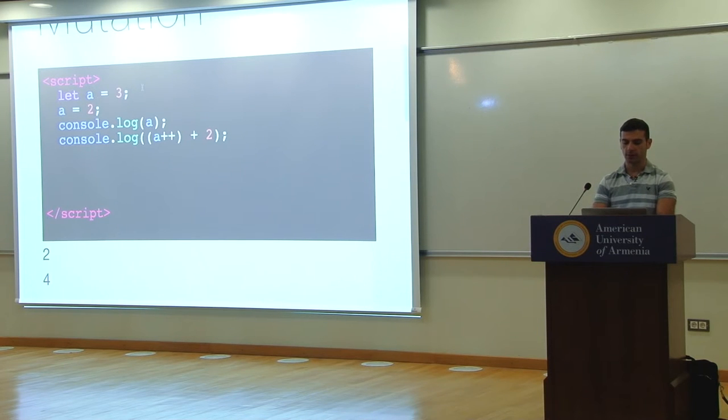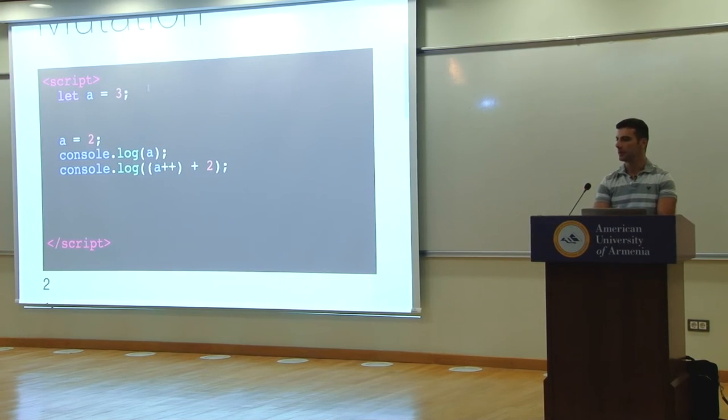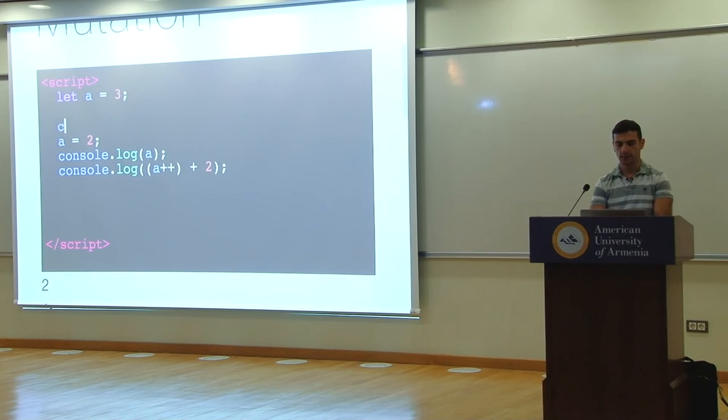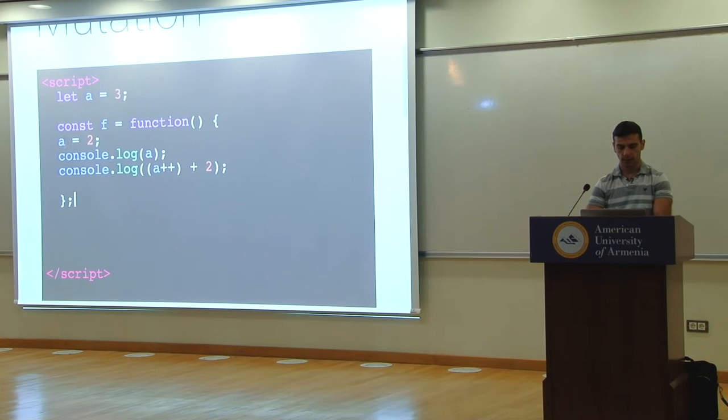Okay. I get what you're saying. I think I understand what you're saying. You're saying this: const f. Imagine you're inside of another context, and in here you do another let a too. Is this what you meant? Now this a is above this a?